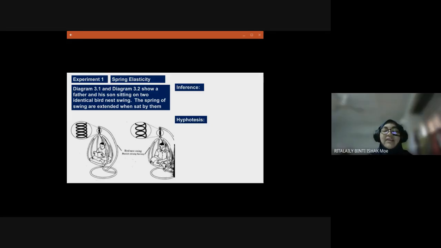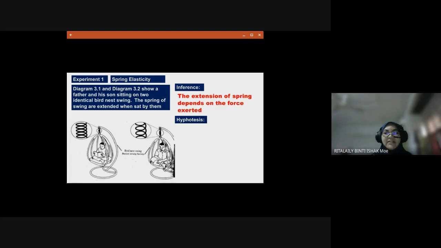Okay, when we do inference, we can give a general relationship. Like Abirami said just now, the weight influences the extension of the spring. Or we can write the extension of the spring depends on the force exerted. Also we can write the inference like this. We give a general relationship. We say that this depends on this.